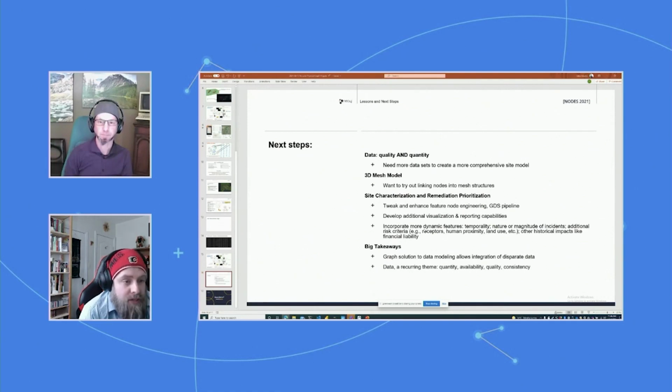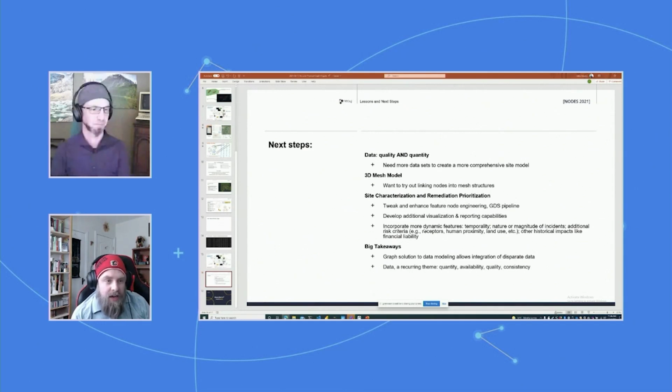For the site characterization and remediation prioritization experiment, or sub-experiment in particular, we do want to tweak and enhance the feature node engineering as well as our pipeline. That'll include things like implementing node embeddings to help speed the machine's ability to make those similarity comparisons and develop the degree centrality and subsequent community clusterings. There's always work to be done and things to think about as far as additional visualizations and reporting capabilities.